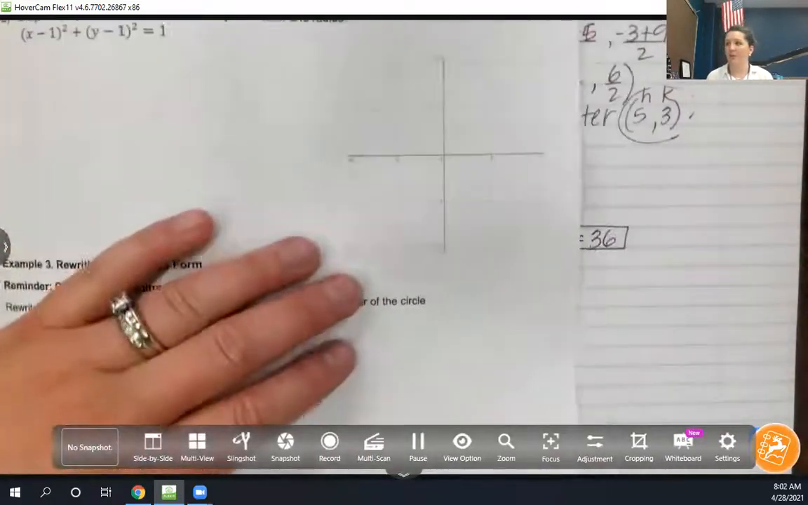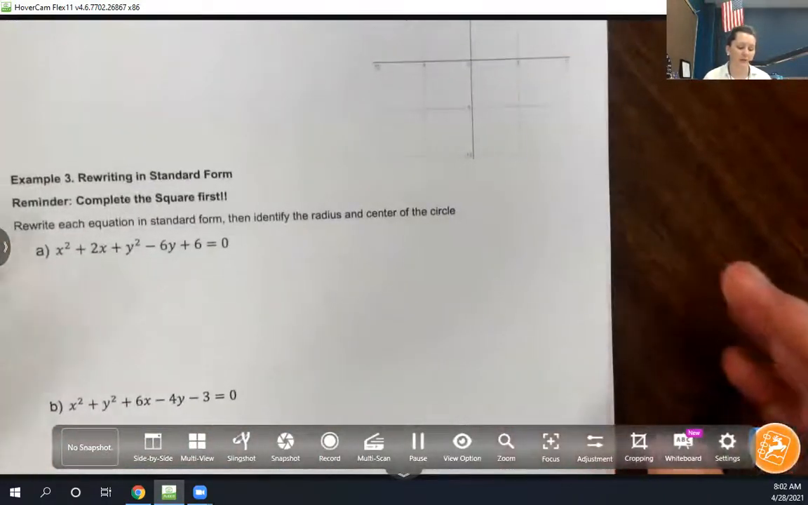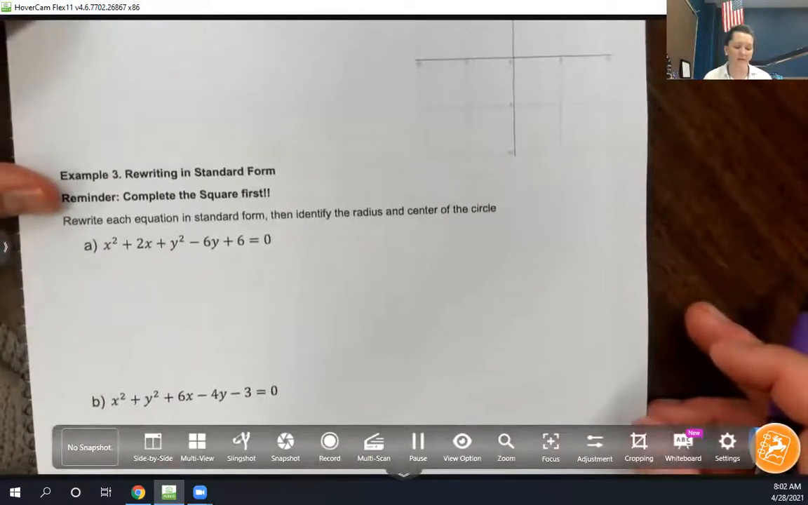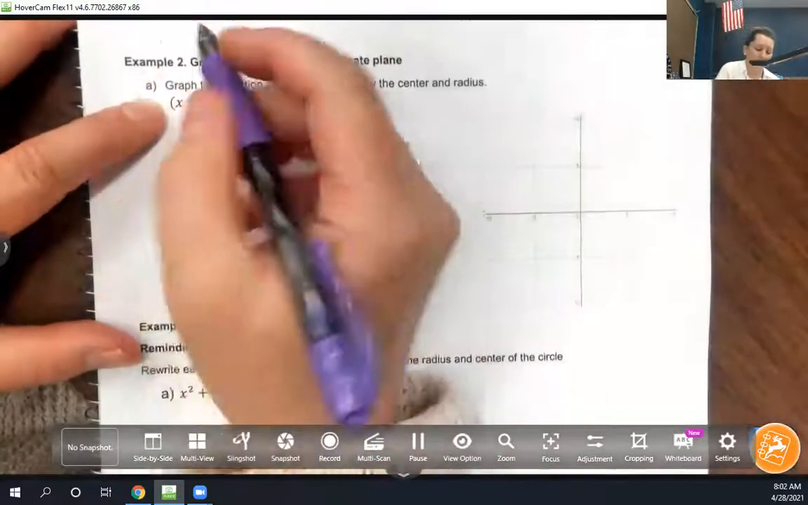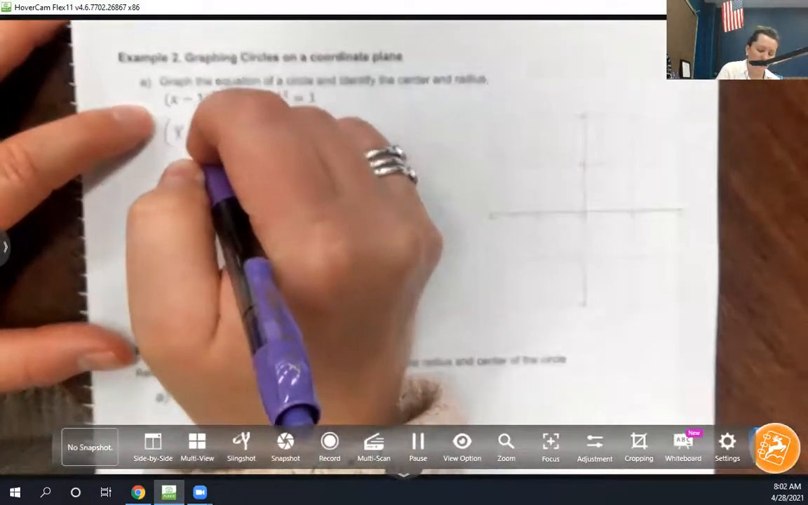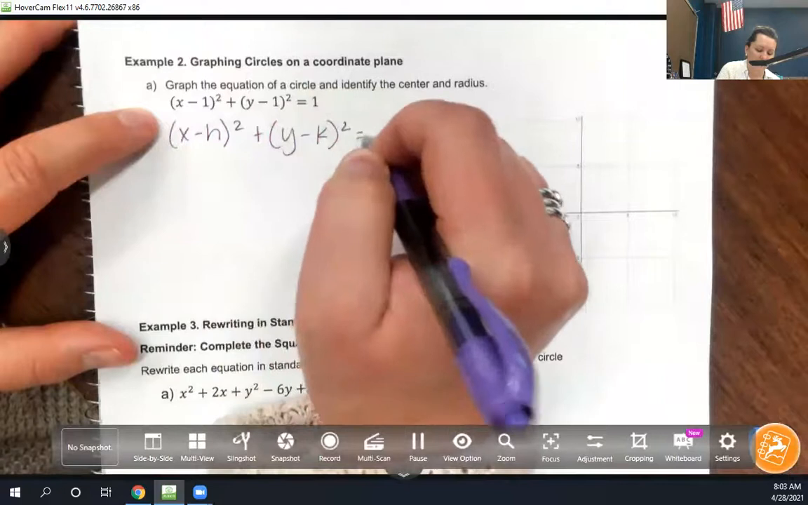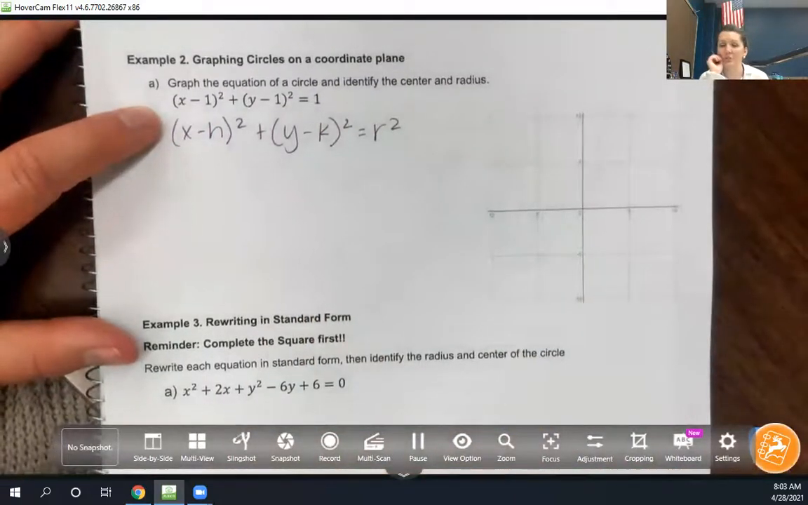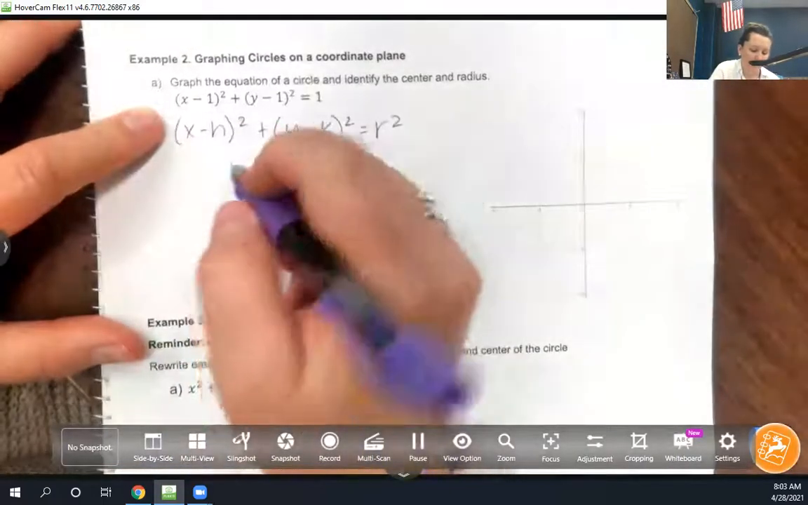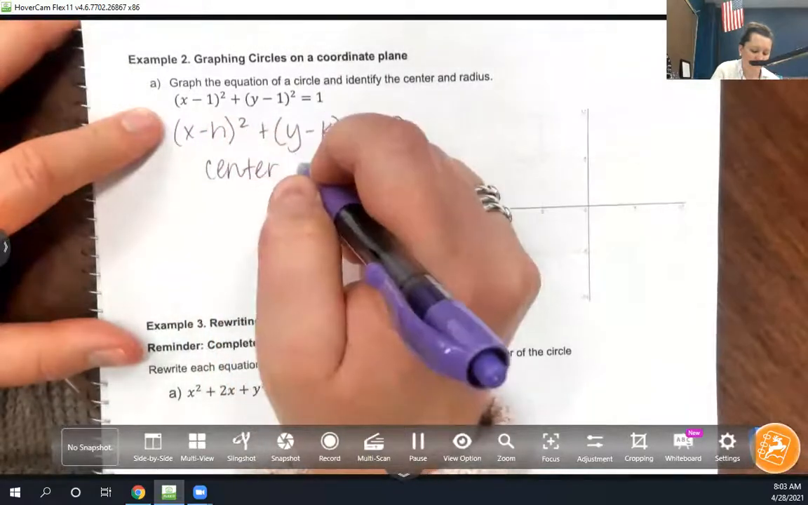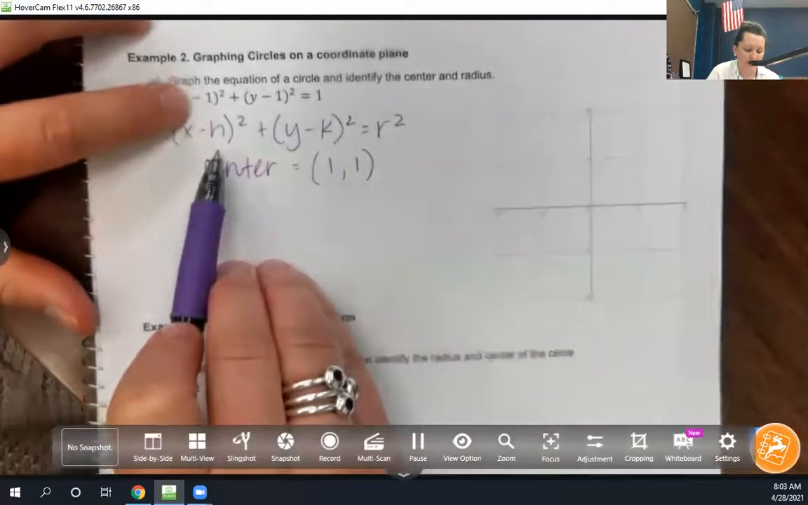So here I'm just going to use the graph paper that I'm given. It says graph the equation of a circle and identify the center and the radius. Looking at my standard form, (x minus h) squared plus (y minus k) squared equals radius squared, I'm just going to pick out those features of my circle. So if it's the opposite value, then my center is going to be (1, 1) here, right? Because it's not that negative.